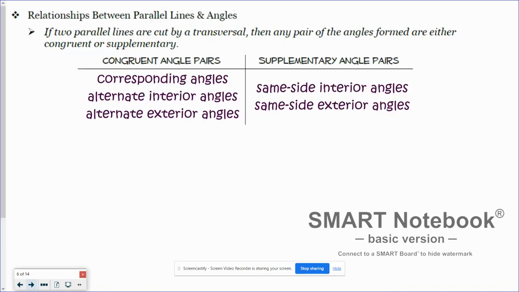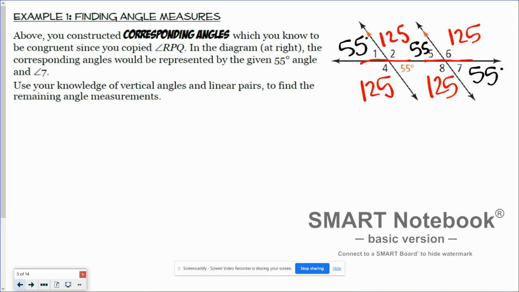So let's summarize this. If two parallel lines are cut by a transversal, then any pair of the angles formed are either congruent or supplementary. So our congruent angle pairs would be the corresponding angles, the alternate interior angles, and the alternate exterior angles. Let me go back to that diagram. So like angles 1 and 7 are alternate exterior angles, and they're both 55 degrees. Angles 2 and 8 are alternate interior angles, and they're both 125 degrees.